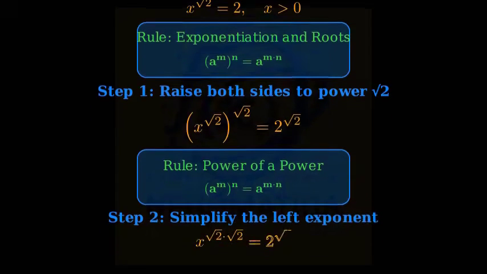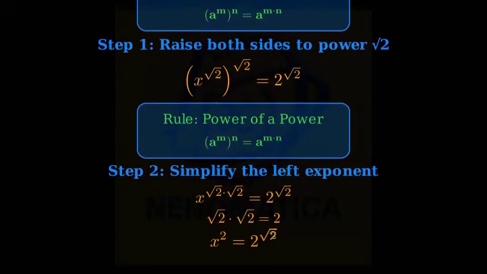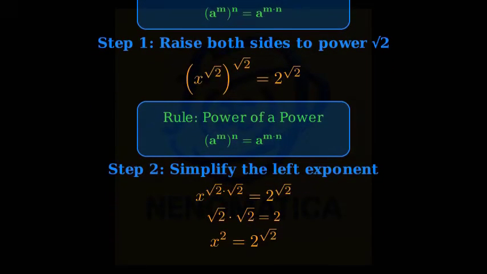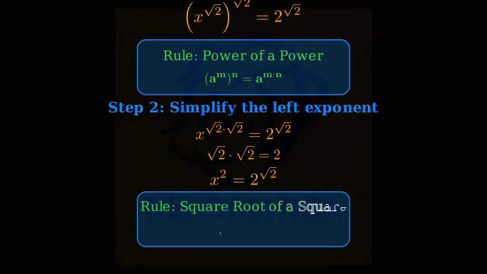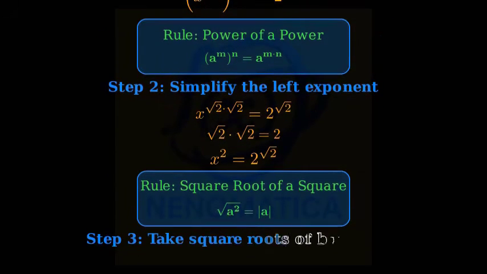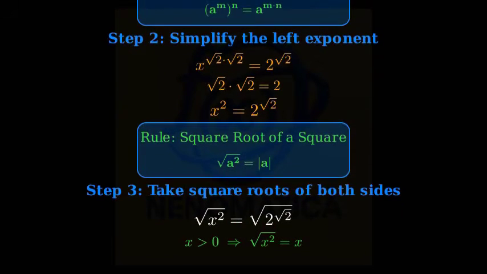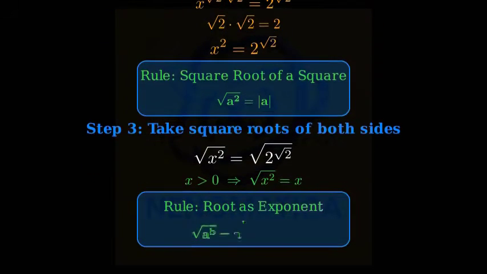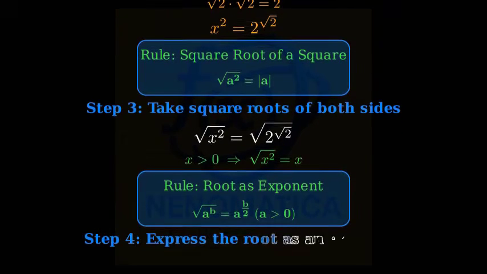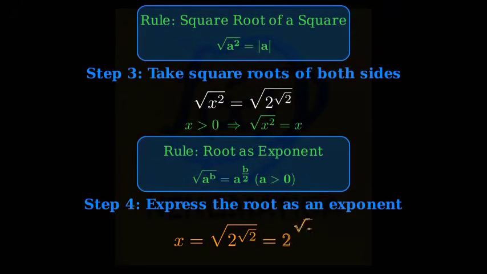Square root of 2 times square root of 2 equals 2. So the left side becomes x squared. Step 3. Take square roots of both sides. Since x is greater than 0, the square root of x squared equals x. Step 4. Simplify the right side. The square root of 2 to the power square root of 2 equals 2 to the power square root of 2 over 2. Therefore, x equals 2 to the power square root of 2 over 2.